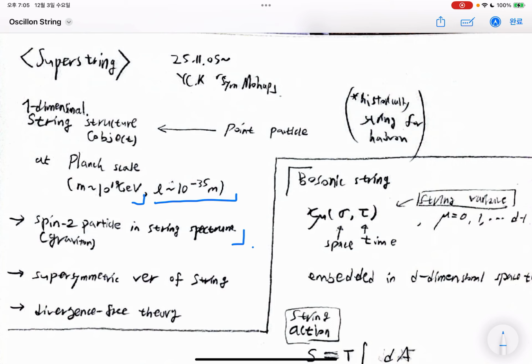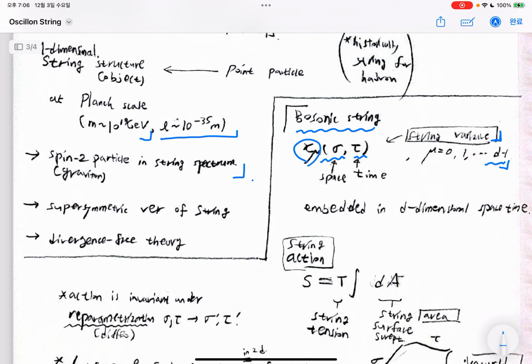represented by the following form, especially the bosonic string. The string lives on some specific space, d minus one spatial dimensions, and over time. This X mu is called a string variable, and these string variables are embedded in the d-dimensional space-time.